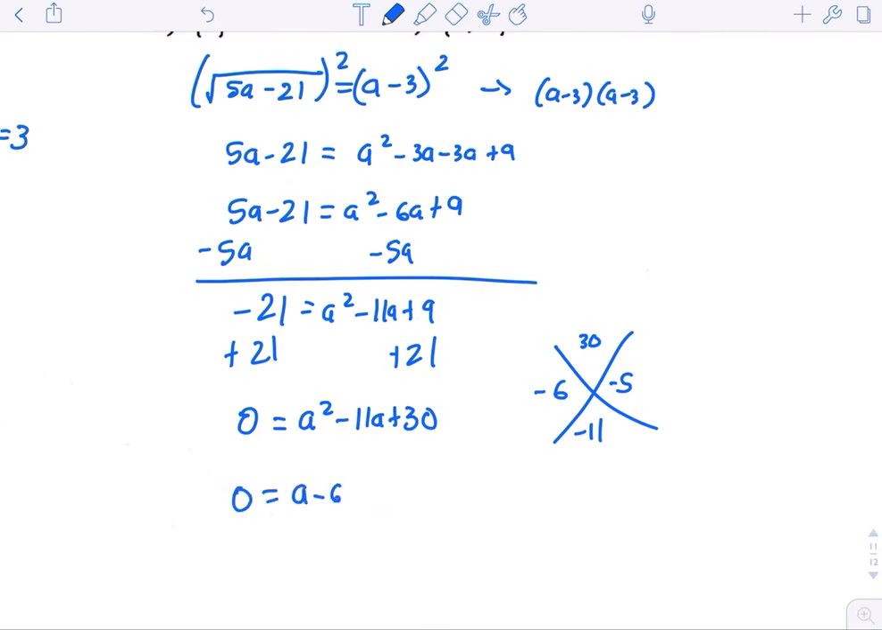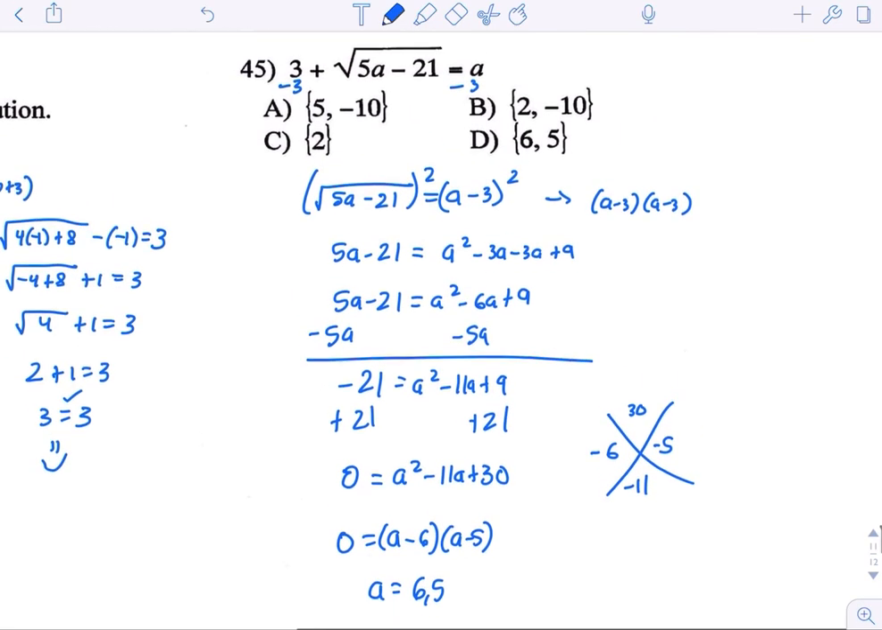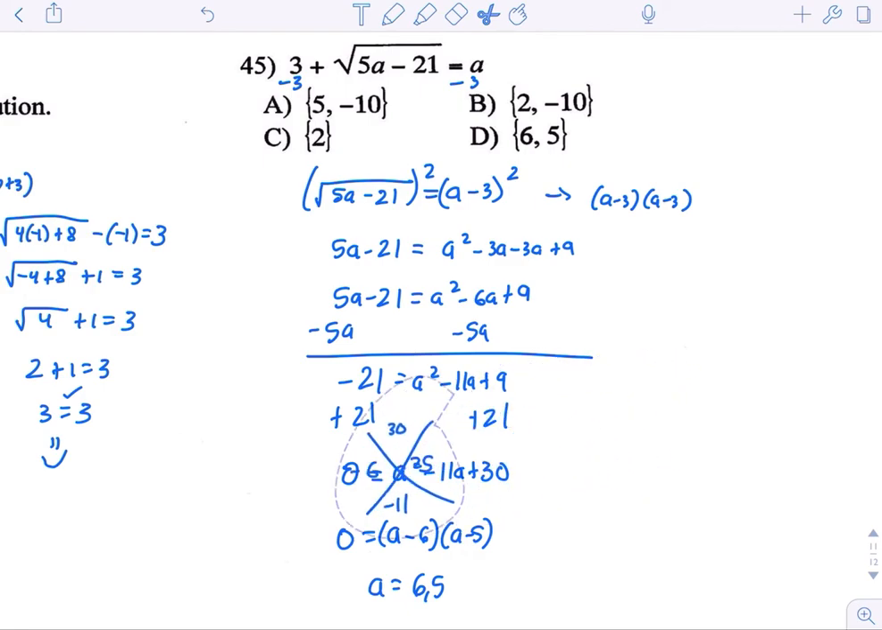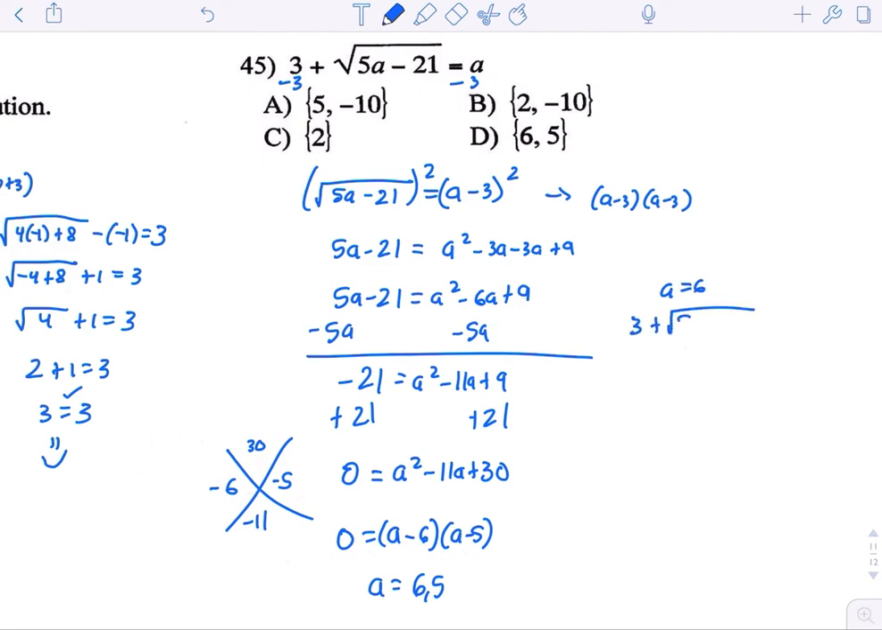So a minus 6 times a minus 5. a is essentially equal to 5 and 6. I'm going to do it in the order that it came. Remember, check your answer to make sure both of them come up properly. So if a was equal to 6, we would get 3 plus square root of 5 times 6 minus 21 is equal to 6. 3 plus square root of 30 minus 21 equals 6. Square root of 9 is 3, so 3 plus 3 equals 6. 6 equals 6. Check.